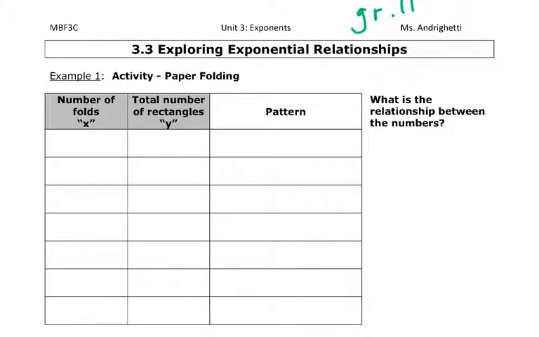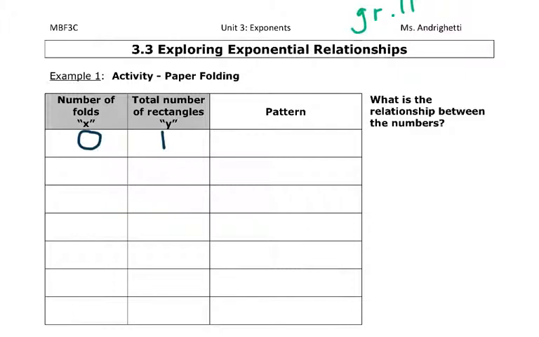Now that you have your paper in front of you, you should have 0 folds in the paper. This column is where we're going to record our folds, and this column is where we're going to record the number of rectangles that we have. If you have no folds in your paper, take a look at it and see how many rectangles are on your paper. If you read it right, there should just be one rectangle.